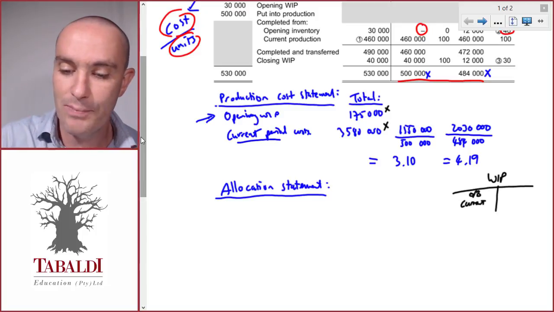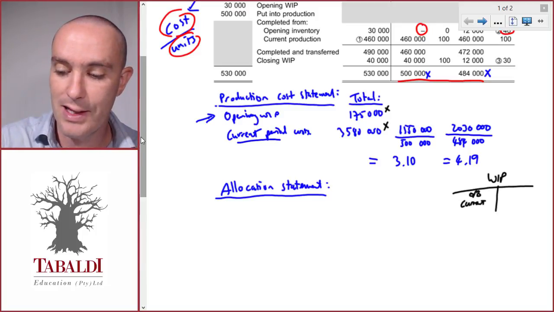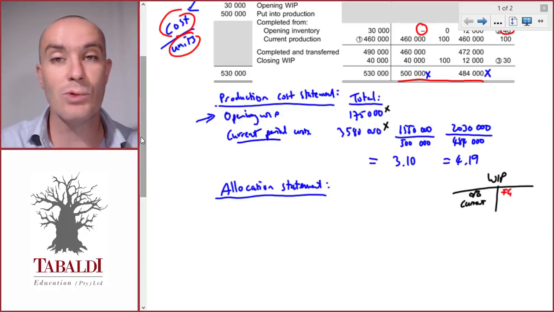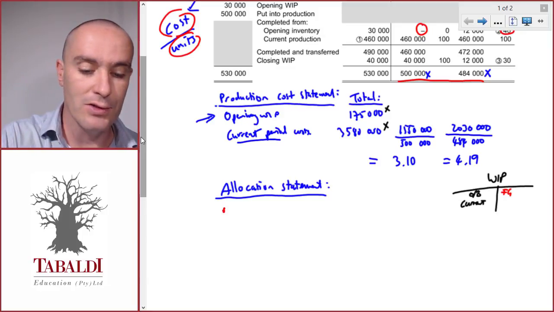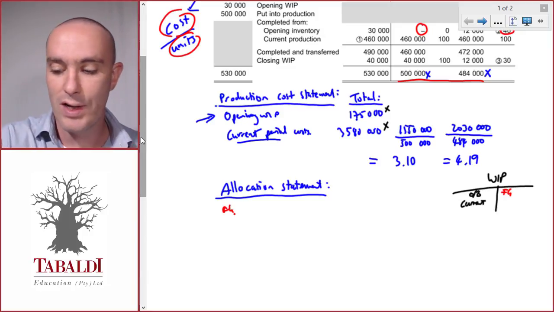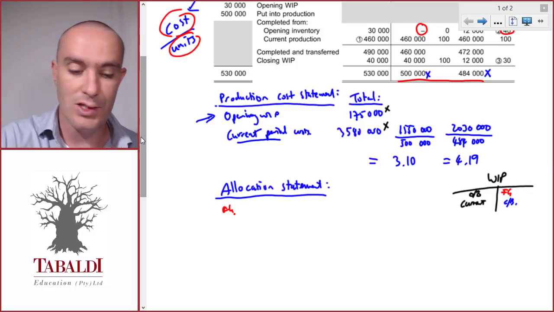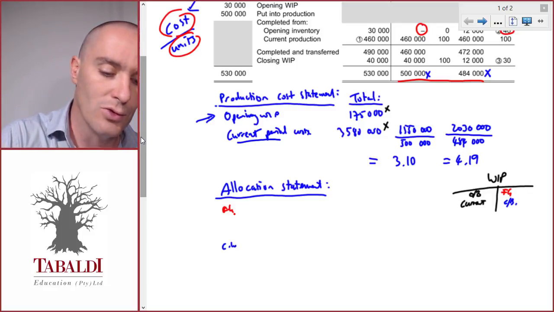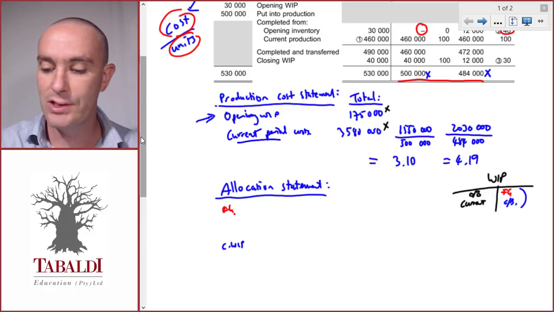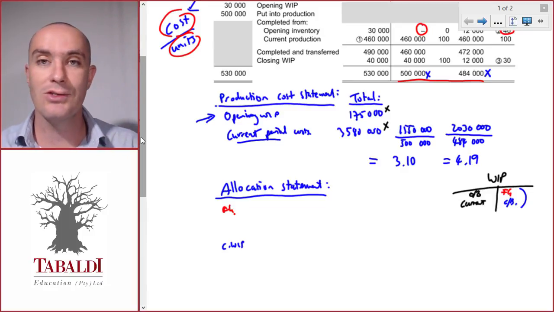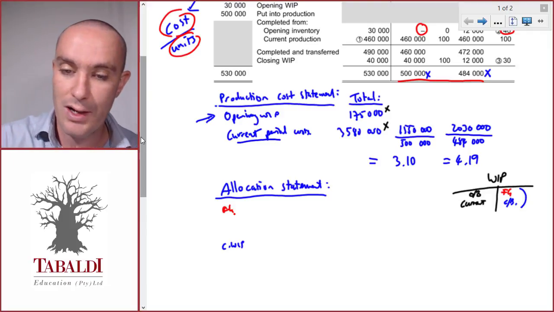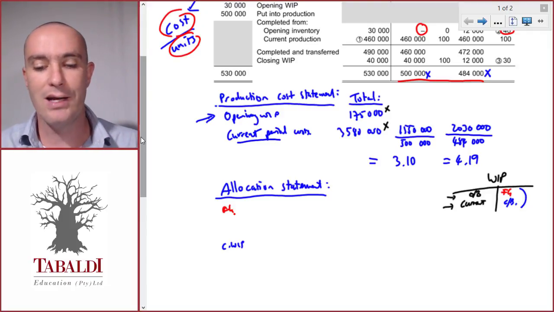And then we complete some units. And that goes to finished goods, and that's what we need to value now. It's our finished goods. And then whatever is left would be our closing balance, which would be our closing work in process, which we will also value here. So we are looking for these two, the outputs, the finished goods and the closing work in process. And the costs would come from opening work in process and the costs that were added in the current period.